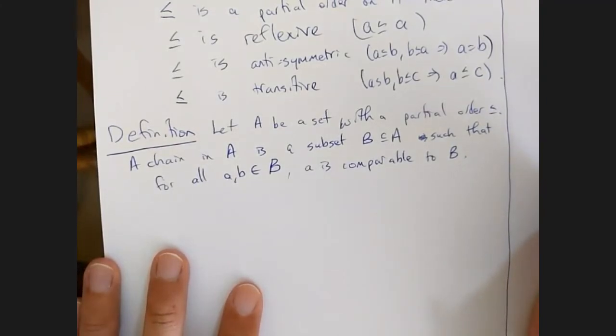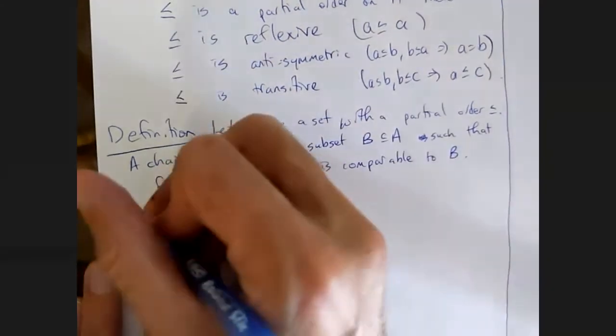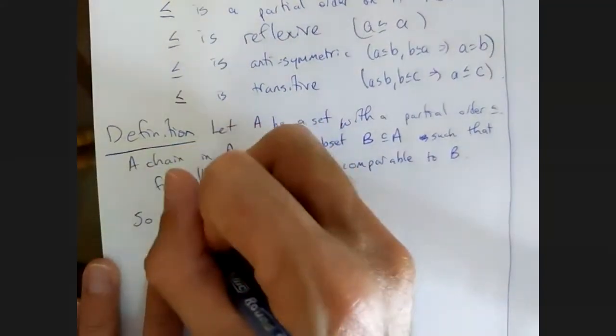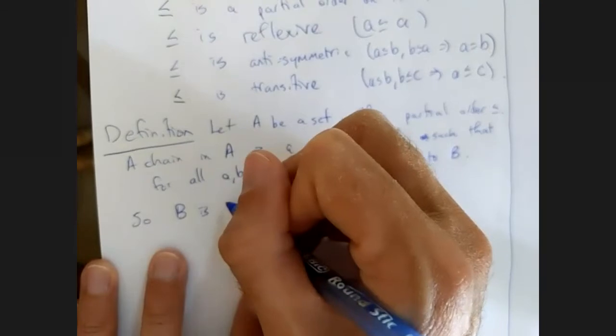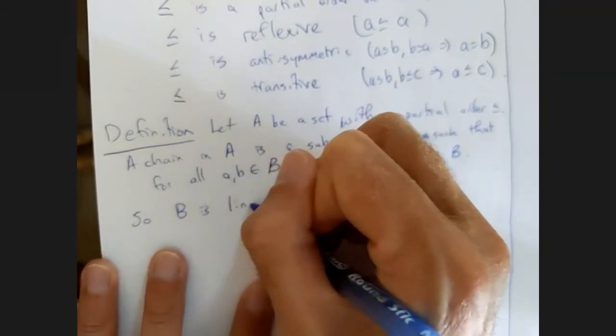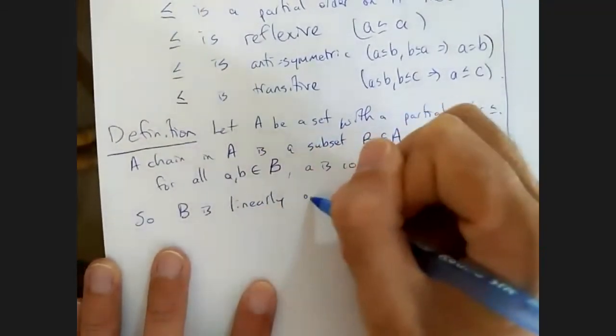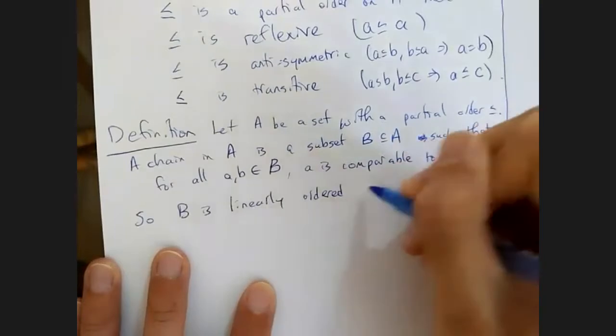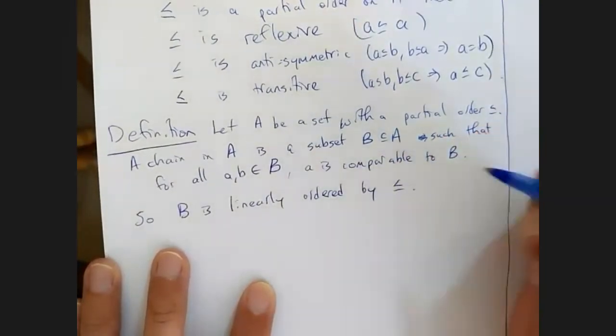We had a name for a set with a partial order such that any two elements are comparable. We called that a total order or a linear order. So what we could say is that B is linearly ordered by less than or equal to.